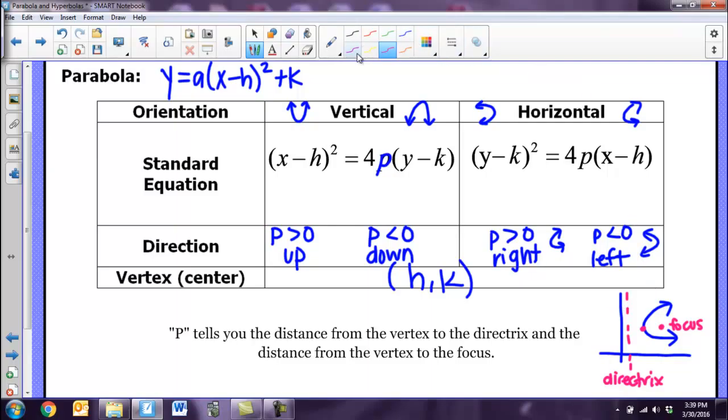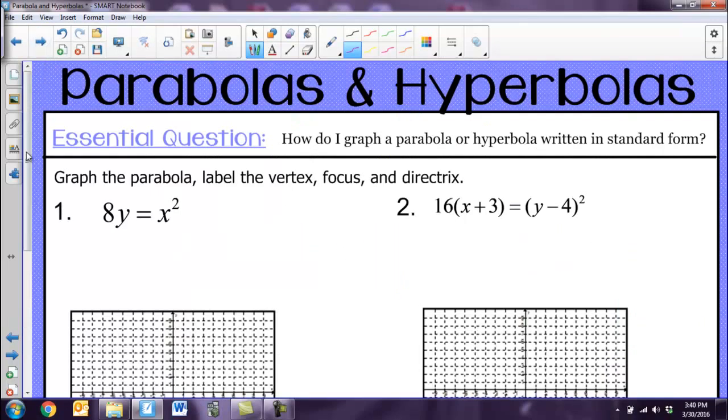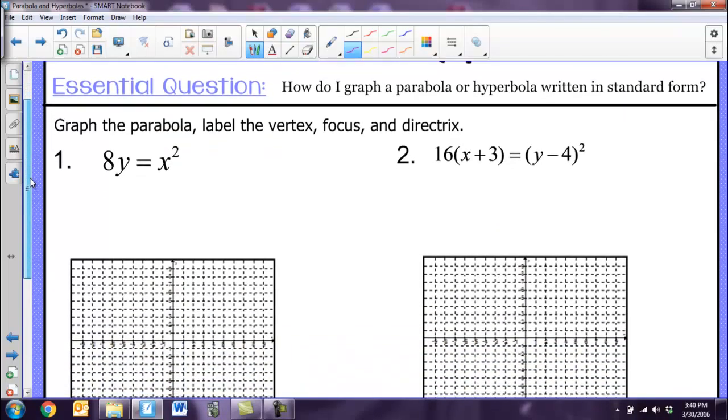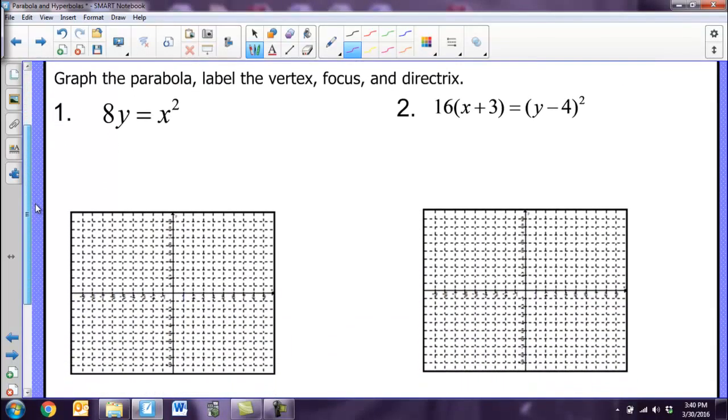And so if I look at this picture, that value p is just this distance from the vertex to the directrix, or from the vertex to the focus. And so again, it'll still work for an up and down parabola, and it still works for a side to side. It's just you have a negative p value, and so you flip-flop your locations. So let's do some practice problems. We're going to graph the parabola, label the vertex, focus, and directrix.